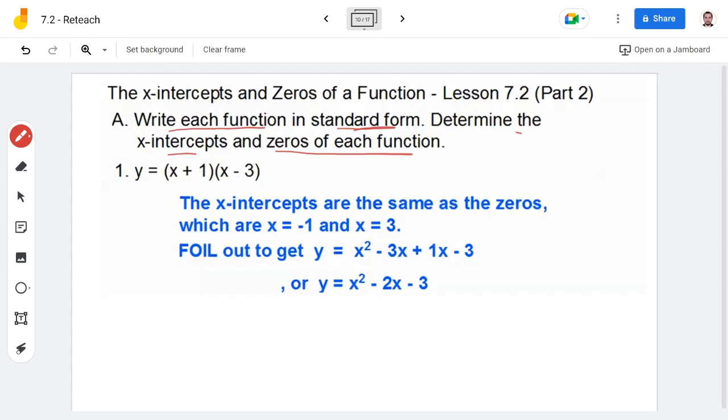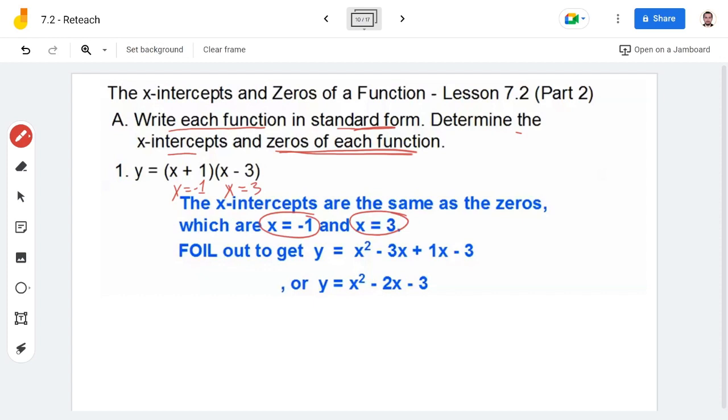So as you can see here, for the zeros of each function, we always take the opposite sign of h and k. So here x is positive 1, so it should be x equals negative 1. Here x is negative 3, so it should be x equals 3. If you look here, this is the first zero, and this is the second zero.